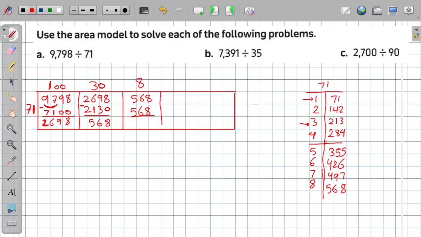So I have here remainder equals 0. Okay, so I can say that 9,798 divided by 71 equals, I have 100 plus 30 plus 8 equals 138. Okay, if I want to do this operation another way, so let's draw an area model like this.